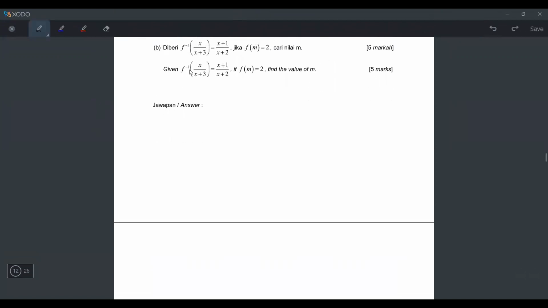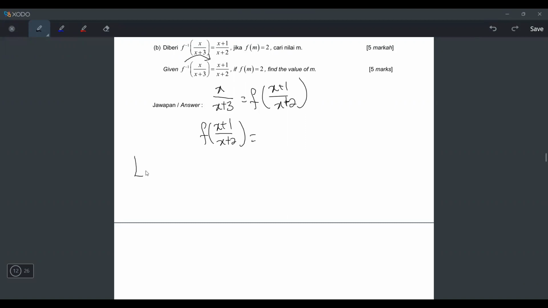Okay, for question B, given f inverse is this, if f(m) equals 2, find the value of m. Okay, there's a few methods that I can think of to do this question. There are many ways to do it, but I will do it like this. x over x plus 3, the f inverse actually you can move to the other side. F inverse, when you move, it becomes f. Okay, like this. Okay, then maybe some of you will say, hey, can move like this? Yeah, can. Okay, even in class also, I taught a lot of times already.